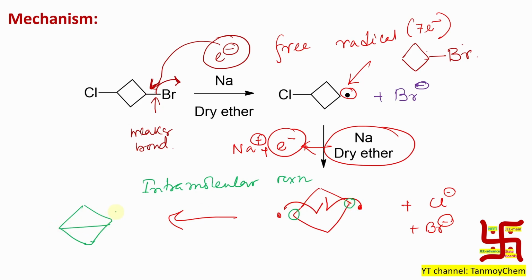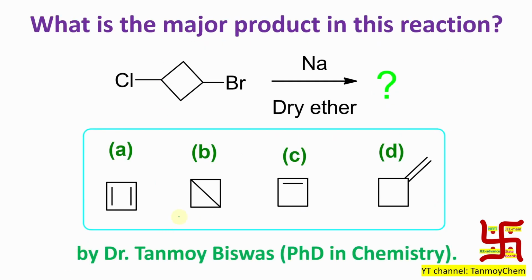Now you can ask me one question, that sir, this 3-member ring has ring strain. Yes, I agree it has, but under these reaction conditions it will be the product. It is not that much stable, but remember, radical is far more unstable, so that's why it can react and produce this. So this is the overall discussion. Now what is our answer? Our answer is option B.